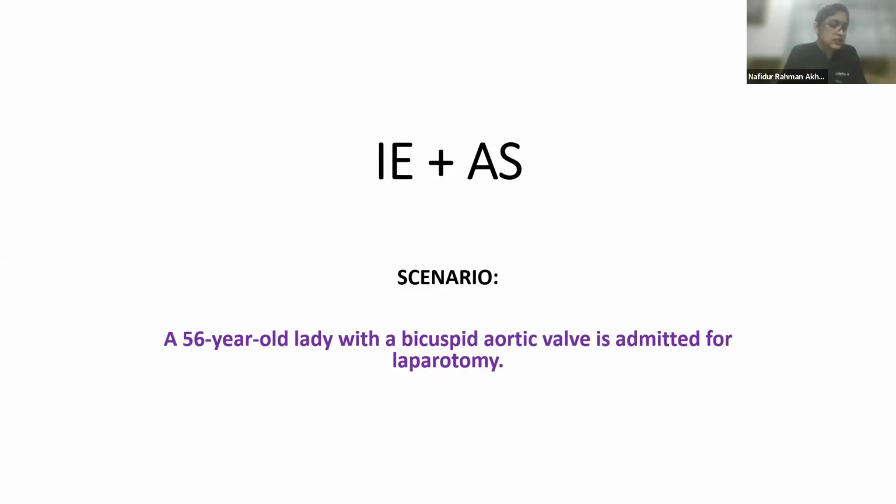Next question. Investigation of choice to identify vegetation in infective endocarditis? Vegetation in infective endocarditis, 2D echo, transesophageal or transthoracic. What are you looking for? In 2D echo, I will see valvular regurgitation, and in the leaflet, thickness, prolapse, annular elongation, chordal elongation, ventricular dysfunction, abscess, etc.